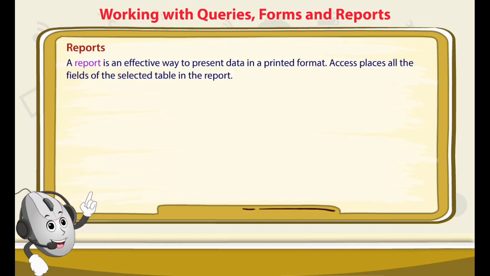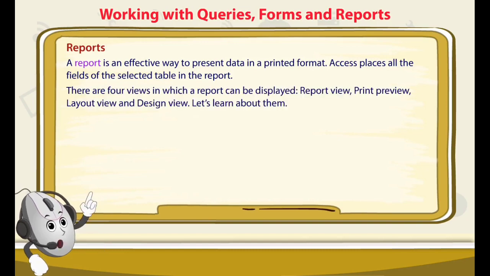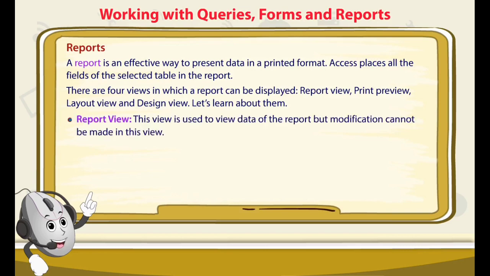Reports. A report is an effective way to present data in a printed format. Access places all the fields of the selected table in the report. There are 4 views in which a report can be displayed: Report view, Print preview, Layout view, and Design view. Let's learn about them. Report view. This view is used to view data of the report, but modification cannot be made in this view.